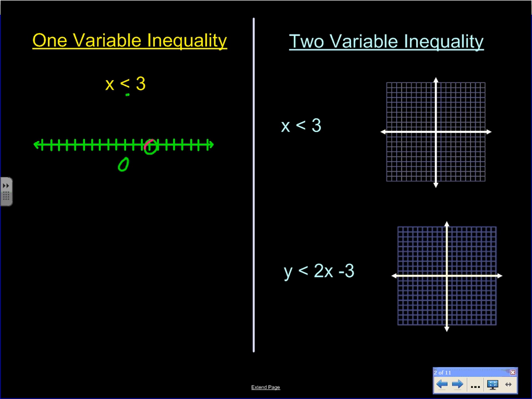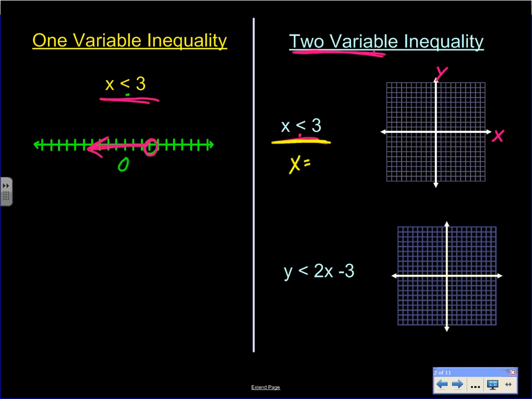Let me get a different color here. There's going to be 3, and the numbers that are less than 3 are all through here, and the arrow points there. On the right side, they look exactly the same, but because the problem tells you it's a two variable inequality, then you know that you have two variables here in your graph. You have an x-axis and you'll have a y-axis, and x is less than 3.